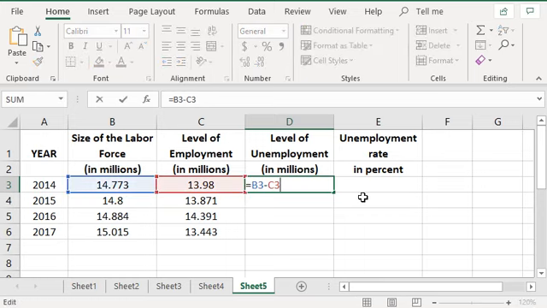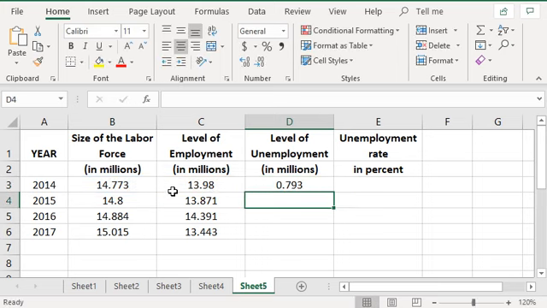And for 2014, to calculate the number of people in millions who are unemployed, all you do is take the difference of the size of the labor force and the number of people employed. And you get 0.793 million, or 793,000 people unemployed.